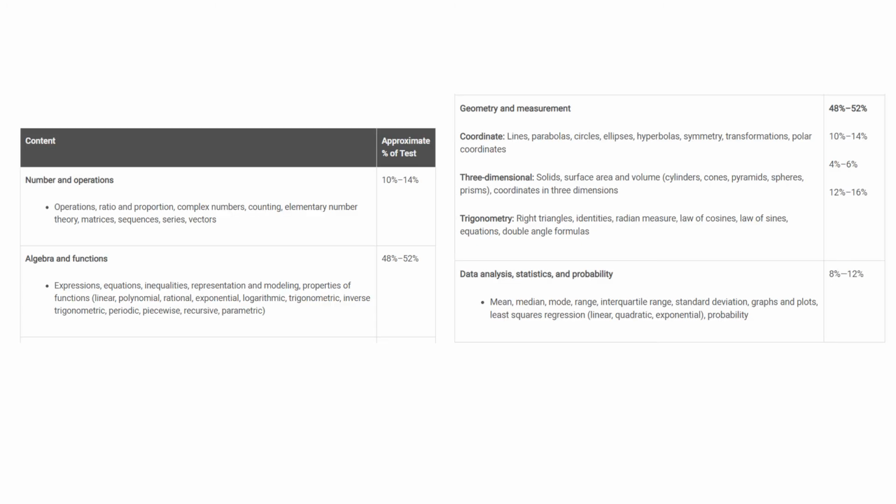Numbers and operations make up 10 to 14% of the test. Algebra and functions make up 48 to 52% of the test. Geometry and measurement make up 48 to 52% of the test. And data analysis, statistics, and probability make up the last 8 to 12% of the exam. Without further ado, let's begin.